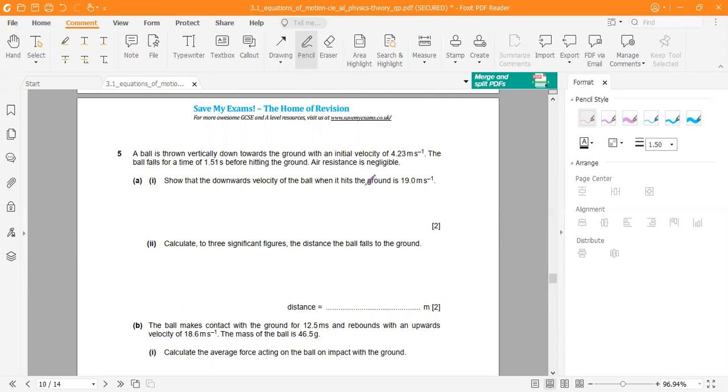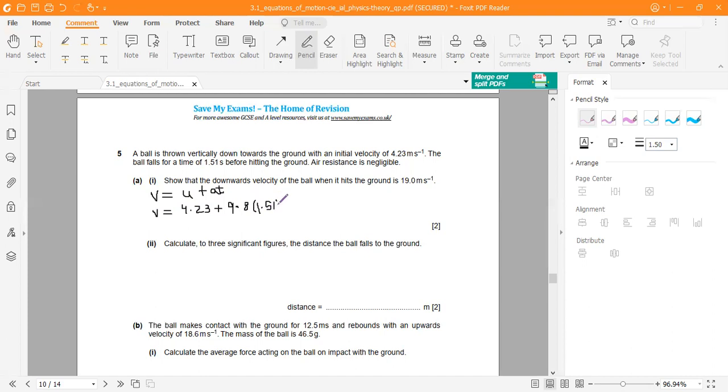V is equal to U plus AT, exactly. We will use V is equal to U plus AT, the simplest one. What is V? Okay, we need to find V. We have to show the value of V. The U is 4.23, plus acceleration 9.8 times 1.51.